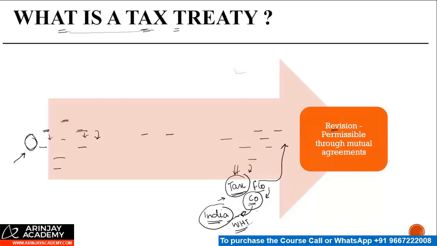And then a revision is always permissible through mutual agreement between the two parties. If India and Mauritius decide that they want to amend the treaty, they can do it through mutual agreement. A treaty can never be amended by a unilateral act of a country. So if India has a treaty with Mauritius, before that can be amended, it has to be agreed with Mauritius.